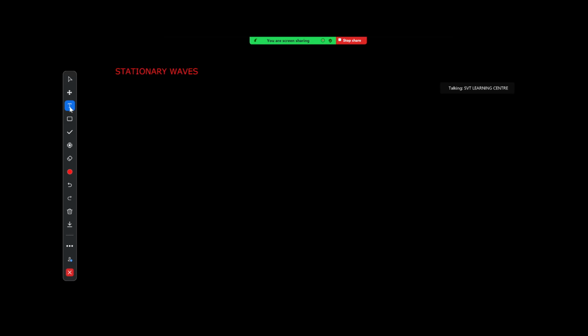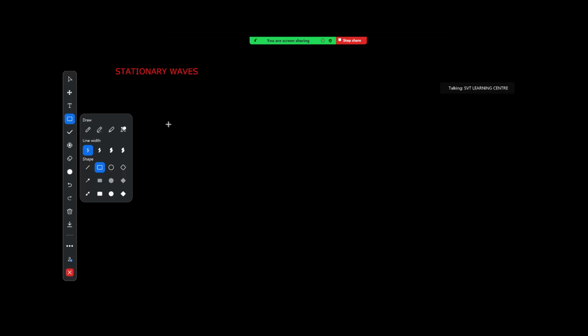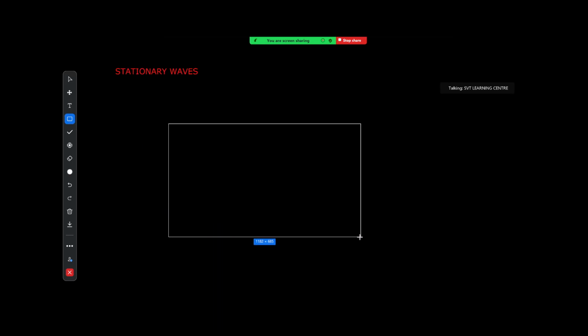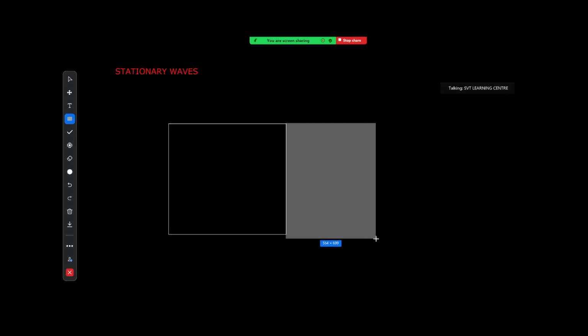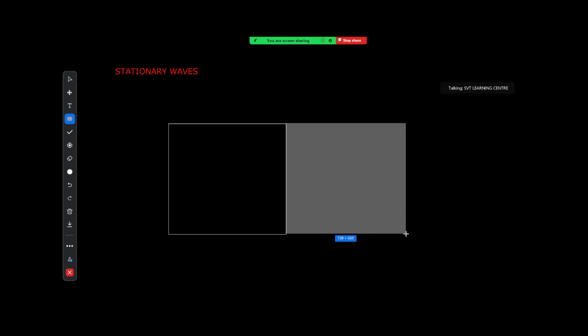So let us say that we have two mediums. We have medium 1 over here, and then we have another medium over here, and this is the boundary, and our wave is traveling from this side to the other side. So the wave is traveling this way.